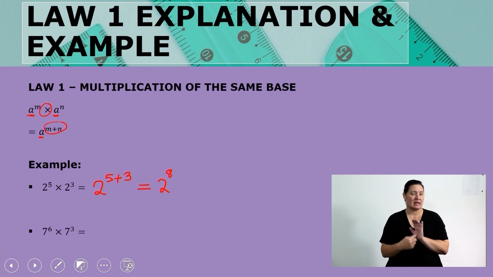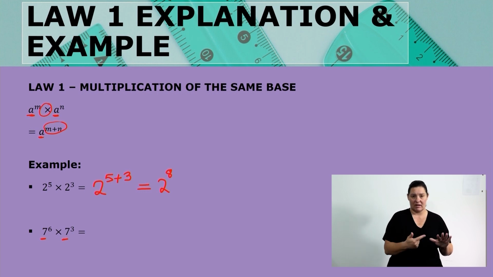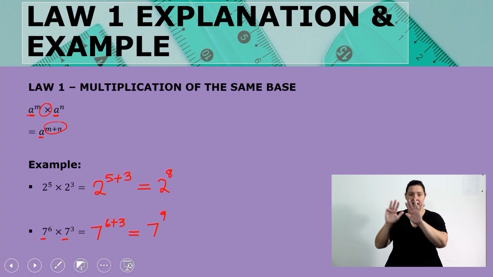Another example is if I have 7 to the exponent 6 multiplied by 7 to the exponent 3. So again, the base is the same. We have a base 7 with the first power and a base 7 with the second power, and they are being multiplied. So what does this mean? It means that we are going to add our exponent. We are going to have 7 to the exponent 6 plus 3, and that is going to give us a final answer of 7 to the exponent 9.